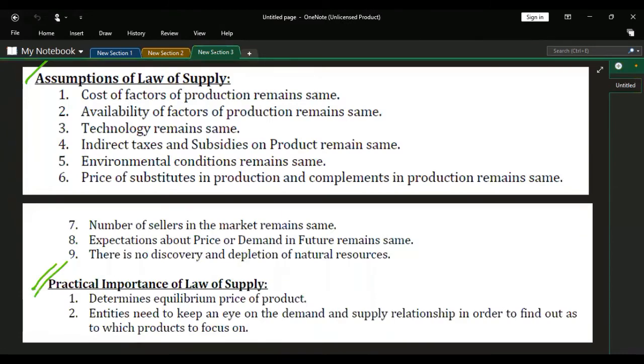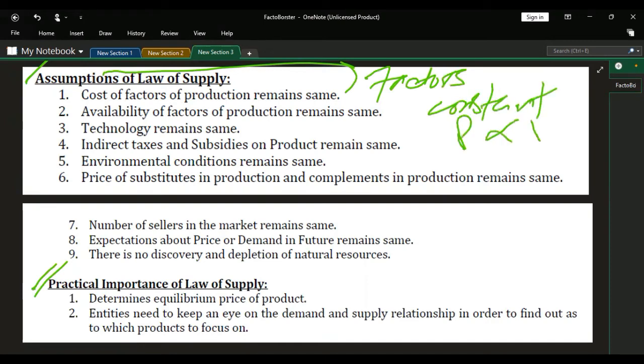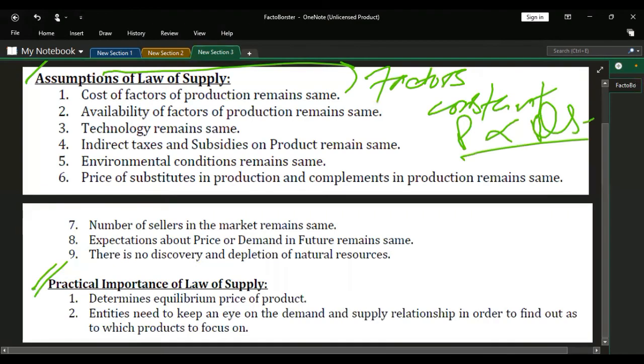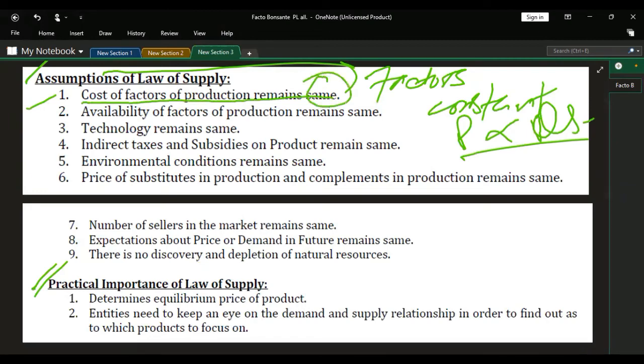So now let's move to the assumptions of the law of supply. What are the factors that are considered constant while studying the relationship between price and quantity supplied? First, the cost of factors of production remains the same. Availability of factors of production remains the same. If both remain the same, then it will be an easy task for the seller to produce them and supply them to the market.